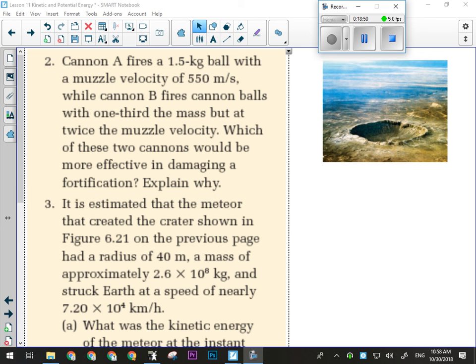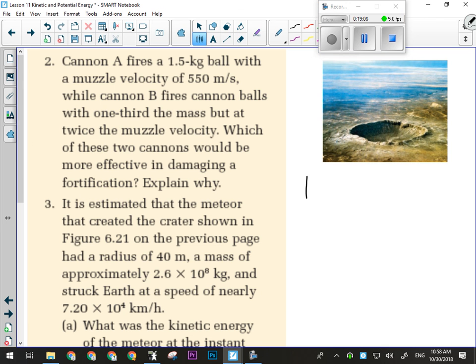You could certainly calculate the kinetic energy of this ball, then calculate what 1/3 of 1.5 is, double the 550 and redo the calculation. But that's a lot of work to prove this. If I just make everything for cannon A essentially 1, I'm just going to say EK equals 1/2 mv squared, with 1 and 1, so I get a kinetic energy of 1. I know it's not really 1, but I'm just trying to show you the factor of increase here.